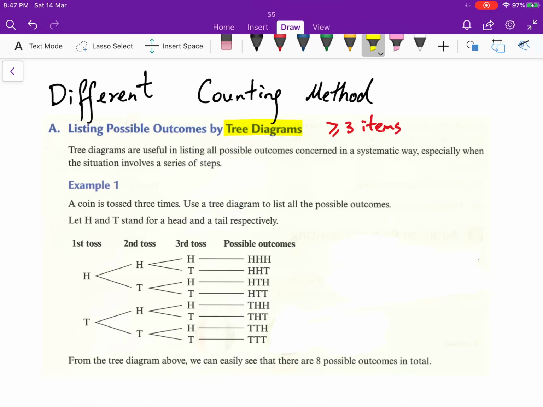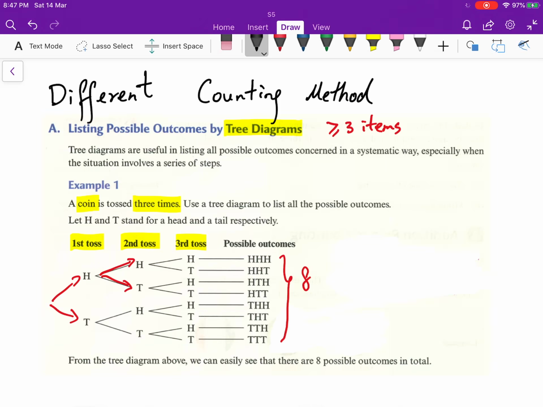We will choose 3 coins, okay? So you can see first, second, and third. We want to count how many combinations we will have. So take a look at this. For the first coin, you will have head or tail. Of course, if the first one is head, the second one can also be head or tail, right? So after the third one, you will have different combinations. So in total here, you will have 8 combinations. So this is the tree diagram method.